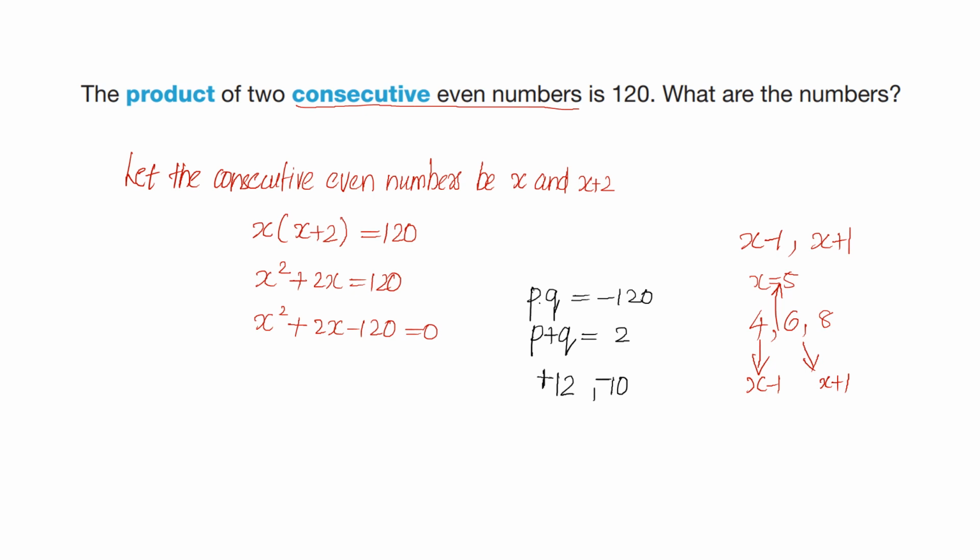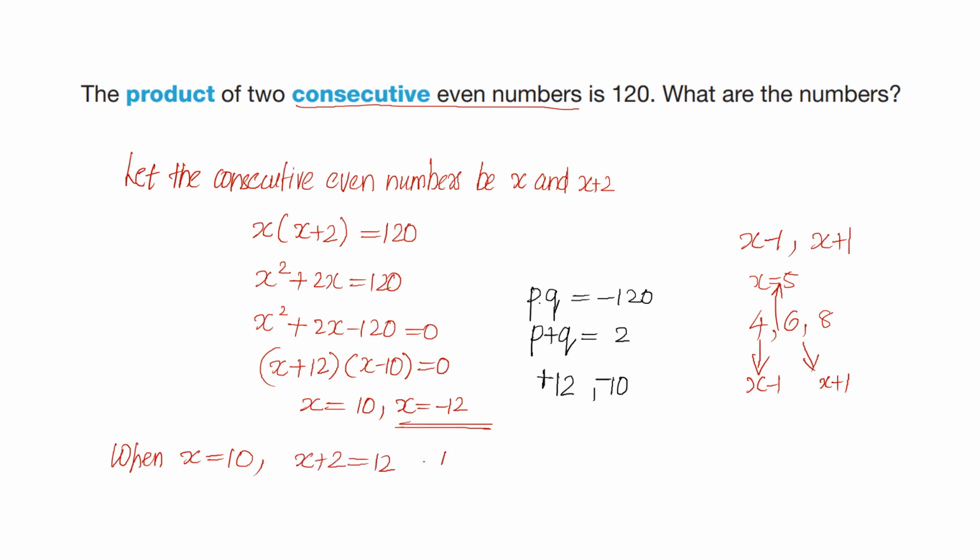So we can factorize it like x plus 12 times x minus 10 is equal to 0. So this gives either x can be 10 or x can be negative 12. Okay, so first we'll take when x is equal to 10. When x is equal to 10, x plus 2 will be 12. So the consecutive even numbers are 10 and 12. The product is 120, right?